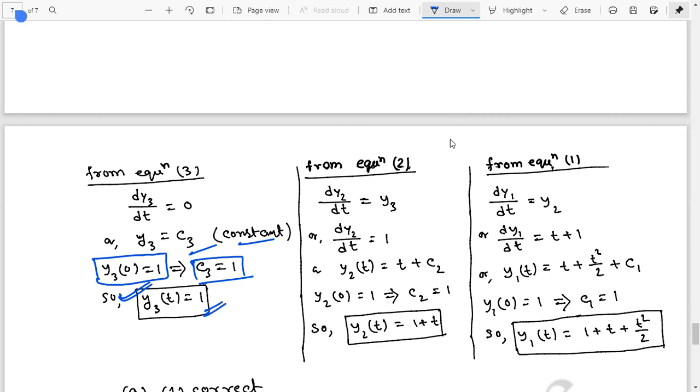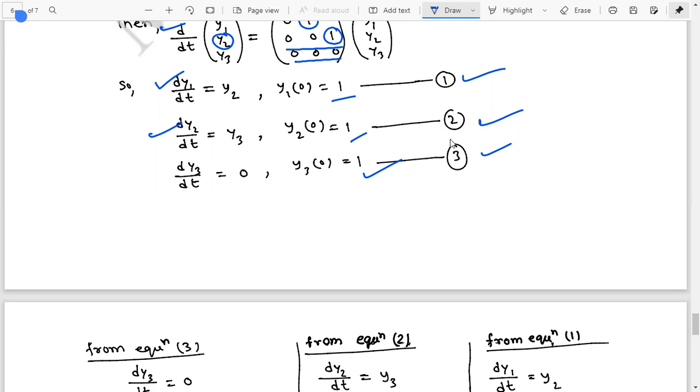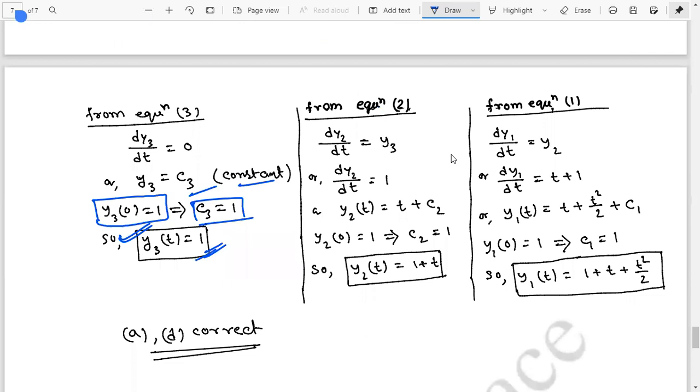Now the second equation is dy2/dt equals y3, and this is the condition. Now we will put the value of y3 from here. So we get dy2/dt equals 1. Solving this, we get y2 equals t plus c2, and y2(0) equals 1. This gives c2 equals 1. So finally, we get y2(t) equals 1 plus t. And by a similar method, we get y1(t) equals 1 plus t squared by 2.